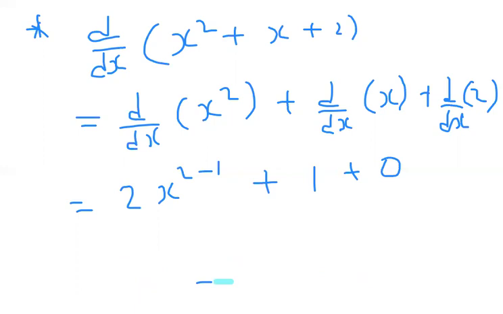dx by dx is 1. Directly we can say dx cancels and dx by dx is 1. d by dx of a constant is 0. So our answer is now 2x plus 1. Like that you have to do. Let us see some others, one more problem to get command on this one.